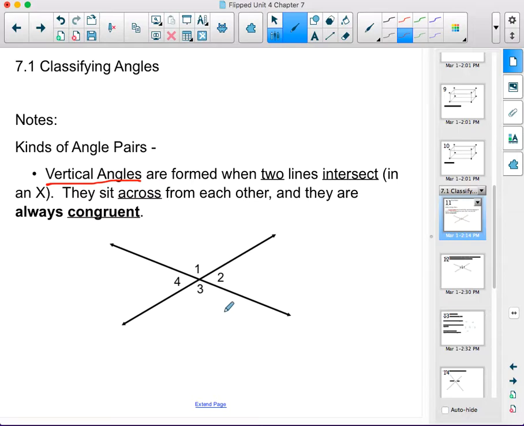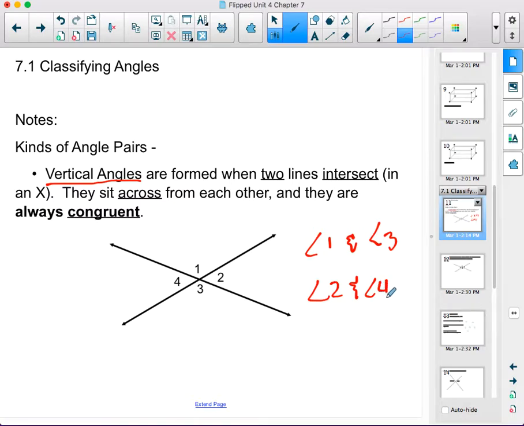Now, vertical angles are the angles that sit across from each other. So angle 1 and angle 3 would be vertical angles. Angle 2 and angle 4 are also vertical angles because they are sitting across from each other.